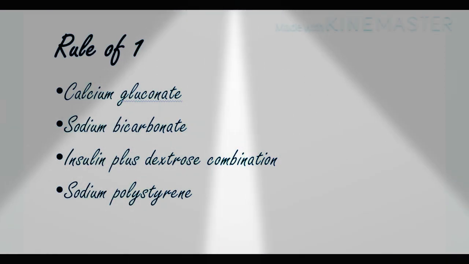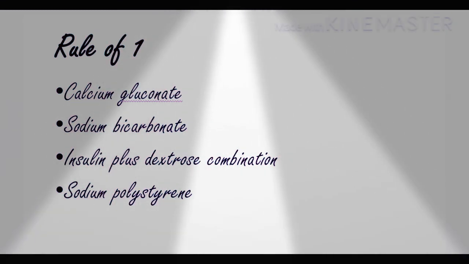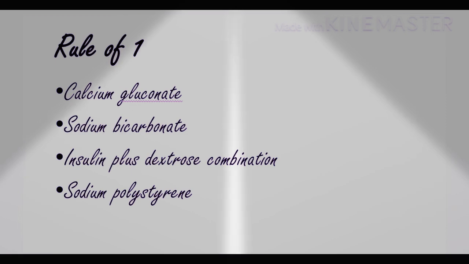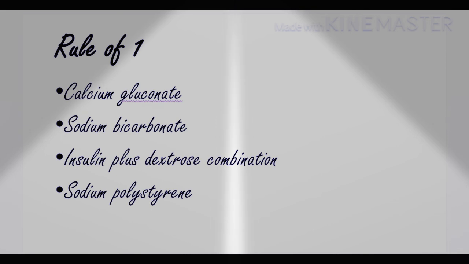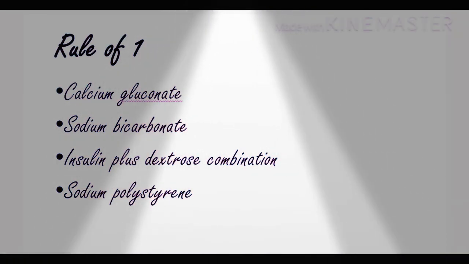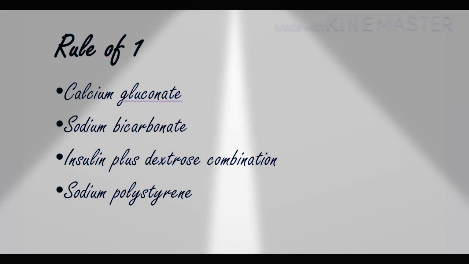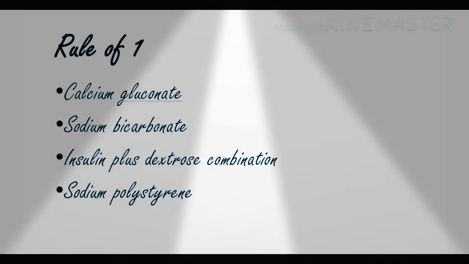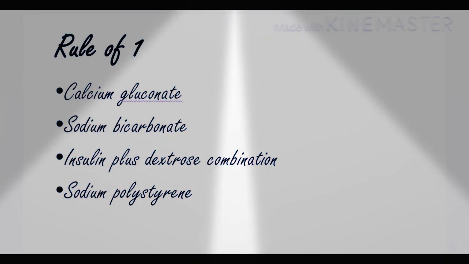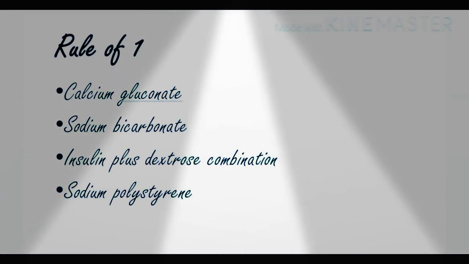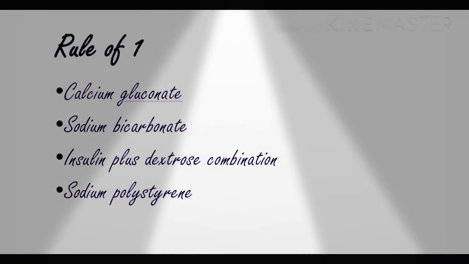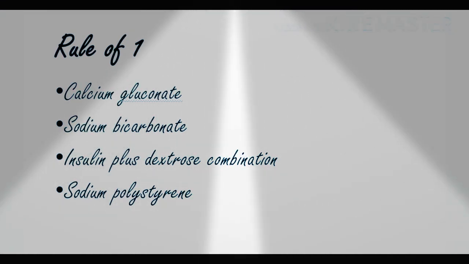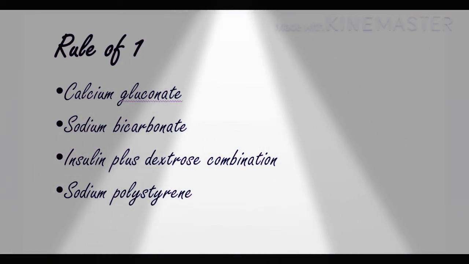If you have any difficulty remembering the management protocol of hyperkalemia, you can remember it by the rule of 1. Calcium gluconate is given at a dose of 1 ml per kg, and the dose should not exceed 10 ml. Sodium bicarbonate is given at a dose of 1 milliequivalent per kg. For the insulin plus dextrose combination, we have insulin 0.1 unit per kg per hour, and 25% dextrose 1 ml per kg per hour. Sodium polystyrene sulfonate is given at a dose of 1 gram per kg. So I have made just the rule of 1.